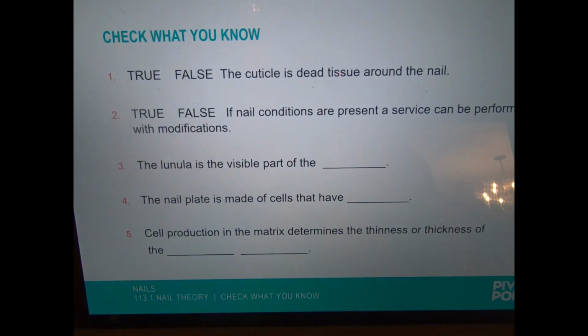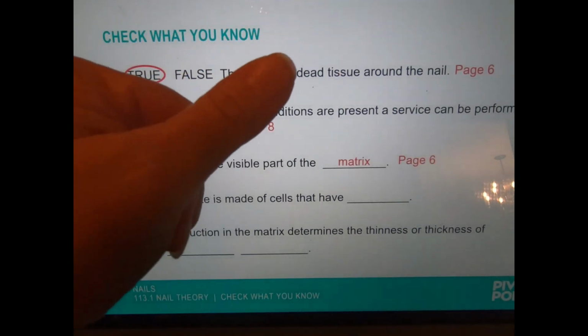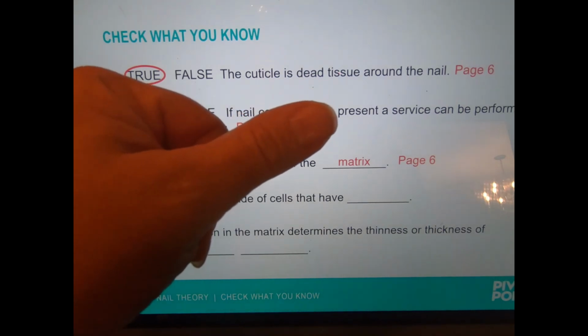All right, true or false? The cuticle is dead tissue around the nail? True. If nail conditions are present, a service can be performed with modifications. Okay, that's just a condition. It's not a disease. It's not a disorder. The lunula is the visible part of the matrix. Okay, generally we can only see that on our thumbnails for some reason.